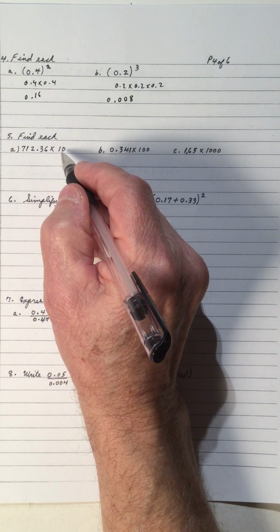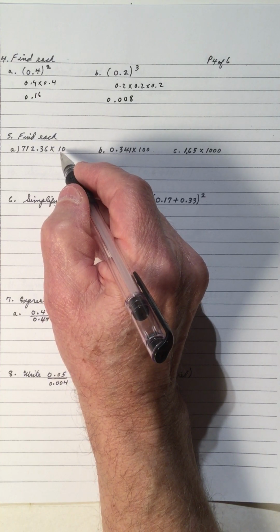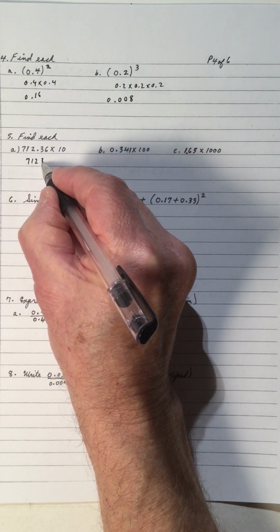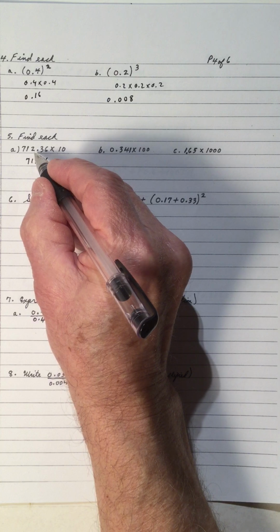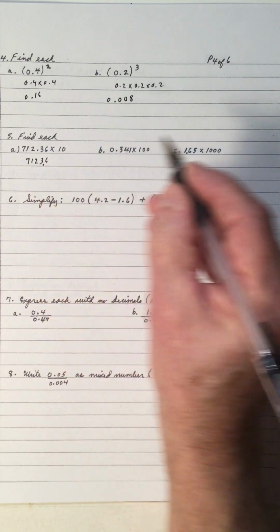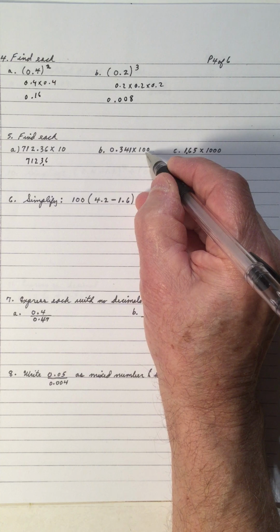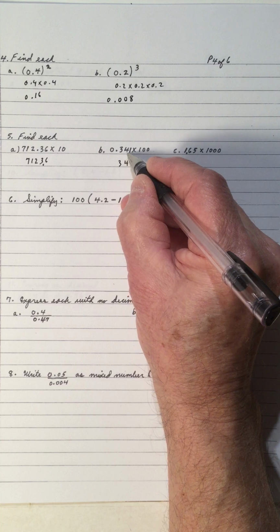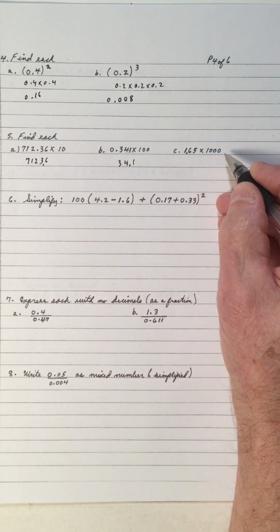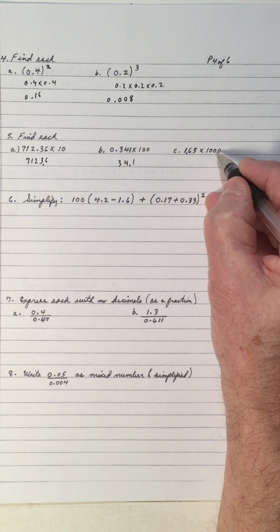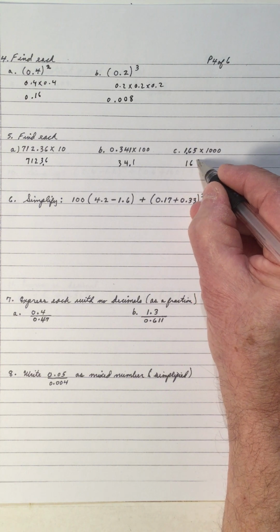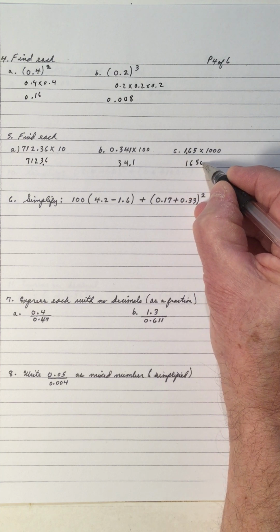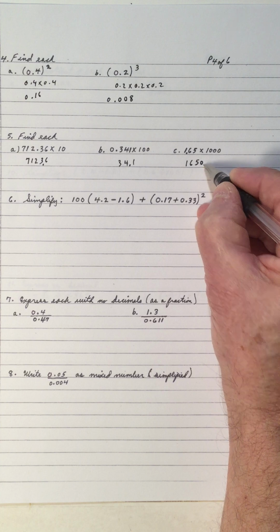Number 5, find each product, and we're multiplying. When you multiply a decimal by 10, you move the decimal 1 place to the right. Multiplying by 100 moves it 2 places to the right, so it's 34.1. Multiplying by 1,000 goes 3 places to the right, so 1, 2, 3, and we got to put a 0 on. There's your decimal. Understood.